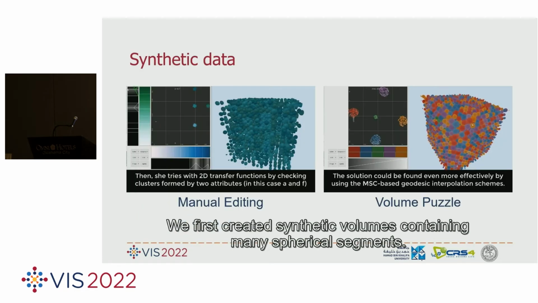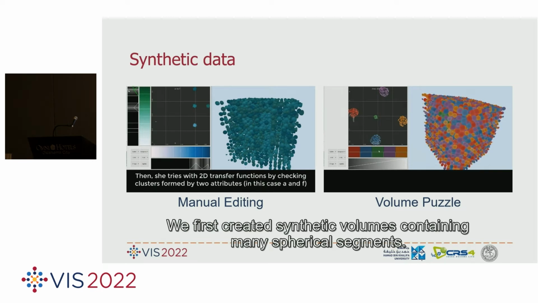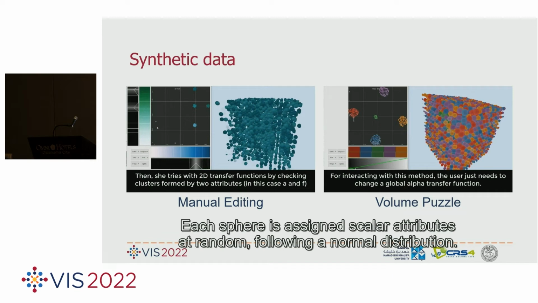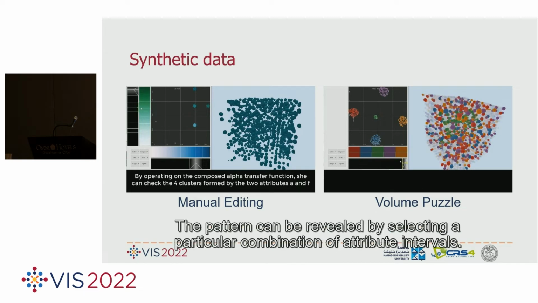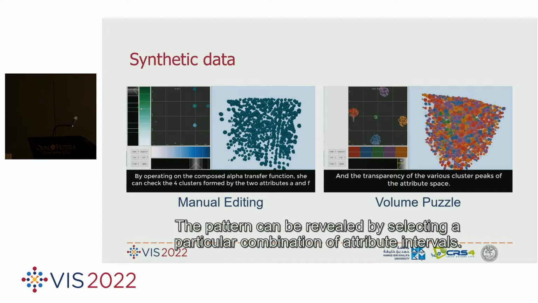We first created synthetic volumes containing many spherical segments. Each sphere is assigned scalar attributes at random following a normal distribution. In each volume, we have then hidden a spatial pattern by modifying the attributes. The pattern can be revealed by selecting a particular combination of attribute intervals.